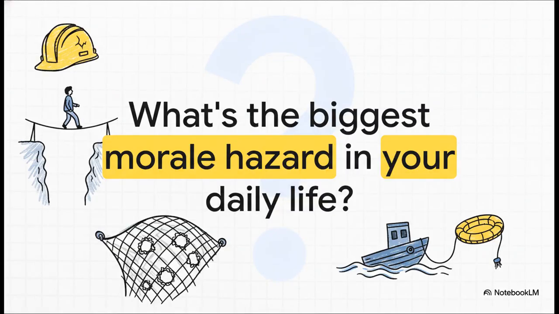So I'll leave you with a question to chew on. Now that you know the difference between being dishonest and just being indifferent, what's the biggest morale hazard in your daily life? What's that one thing you do where you kind of think, what's the worst that can happen? Just because you know you have that safety net.